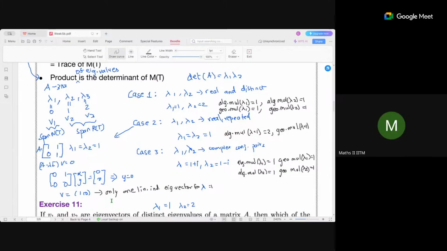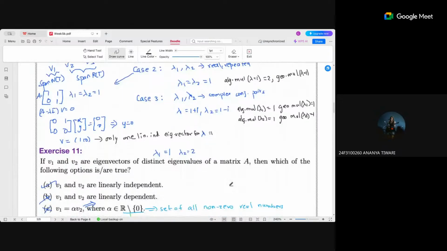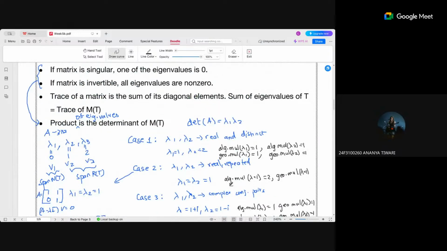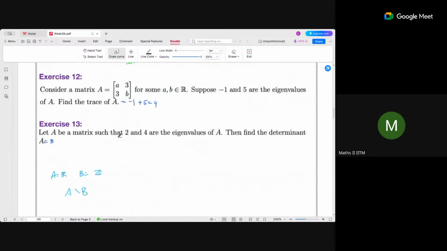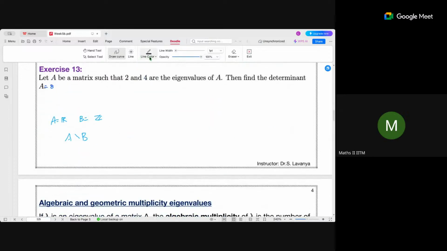For example, consider this matrix. And when it would not be upper triangular? Yes, for example, take the identity matrix itself. So if your A is [1, 0; 0, 1], now in this case, what can you say about lambda 1 and lambda 2? You know both are 1. Now, what are the eigenvectors?